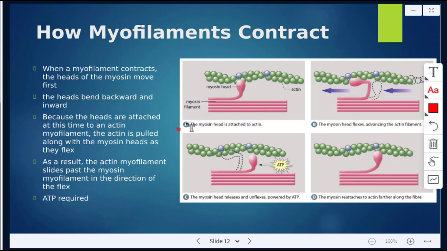So here in figure A, the myosin head attaches to the actin right here. This is the myosin myofilament. This is the actin myofilament. The myosin head flexes, advancing the actin filament. Okay, it's moved backward and inward. The myosin head releases and unflexes, and this is all powered by ATP. The myosin will then reattach to actin farther along the fiber, and then this process will repeat.